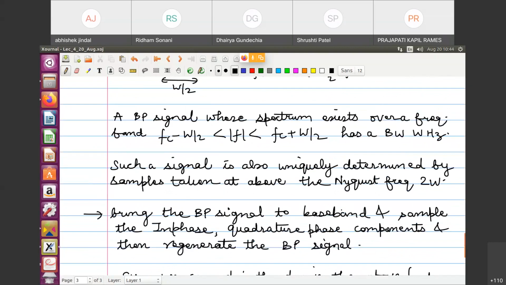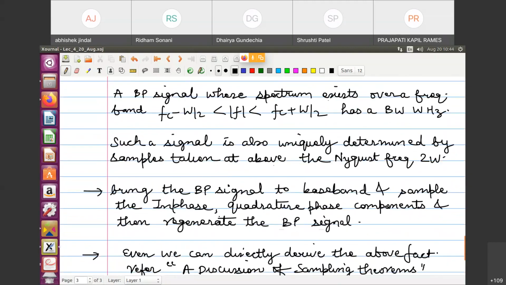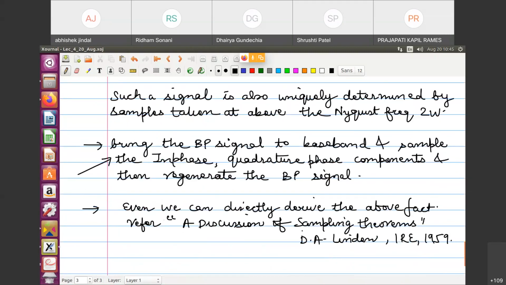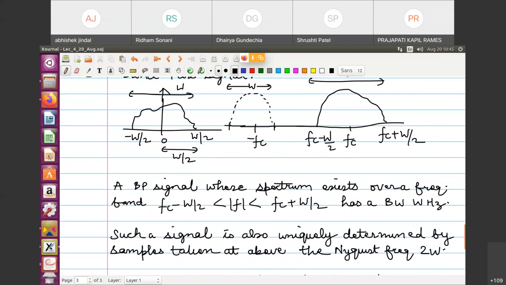But for most of us in the course, this suffices: if there is a passband signal which has a bandwidth of W, we only need to sample it at a rate greater than twice W. So the Nyquist rate for this signal will come out to be twice W, where this is the baseband signal of bandwidth W. This is just a way we can think. Even the development for this is given in this paper.